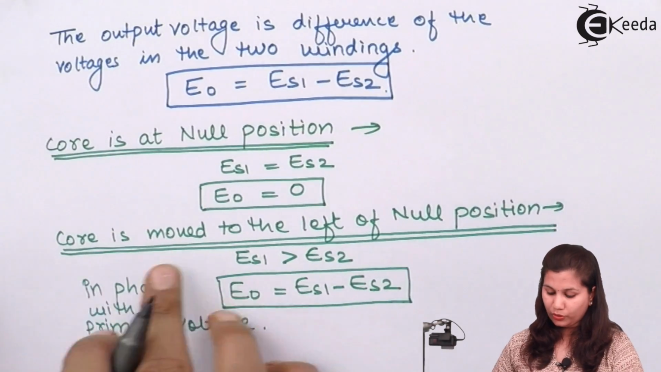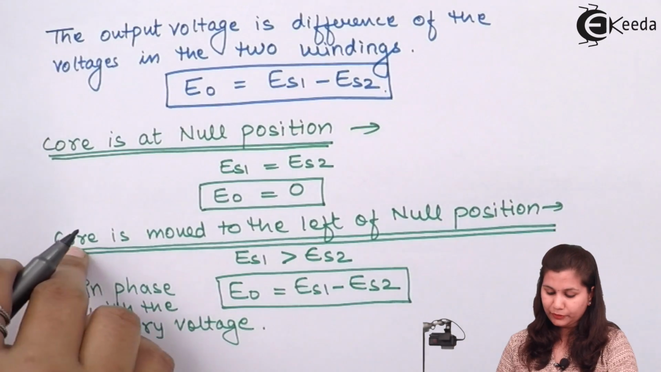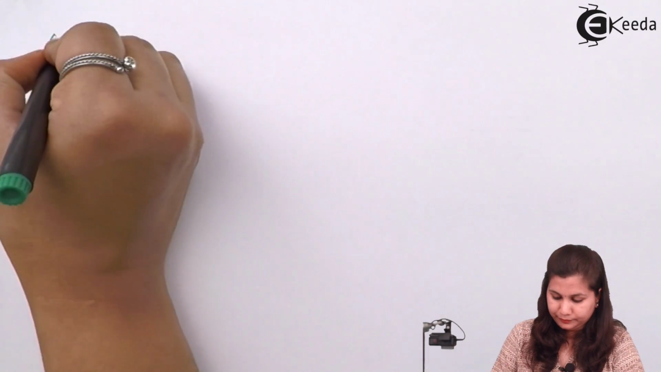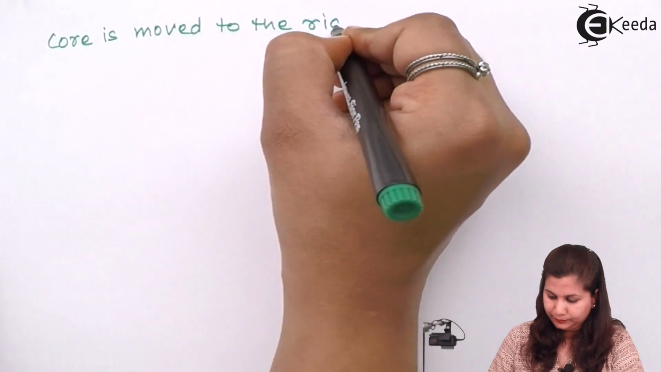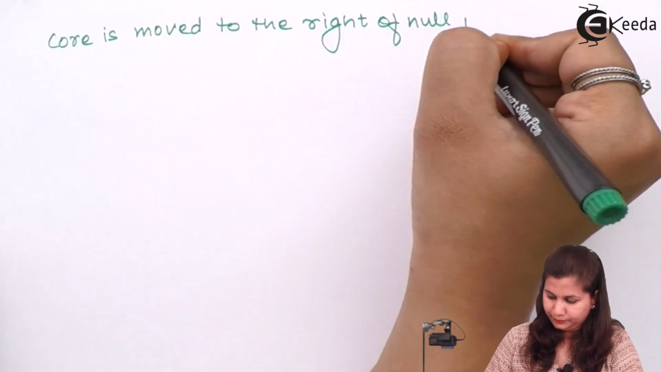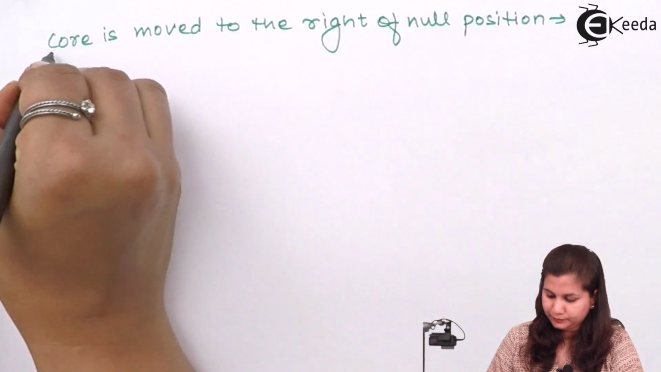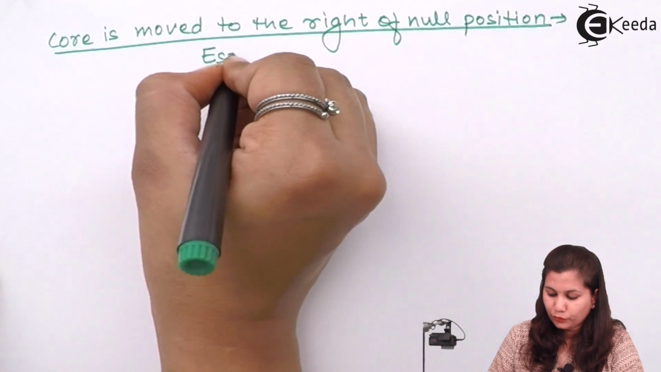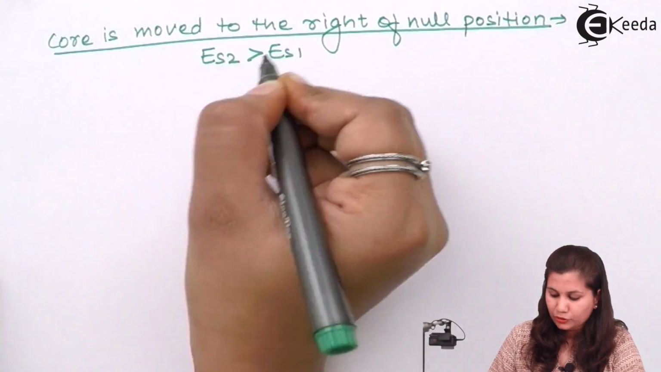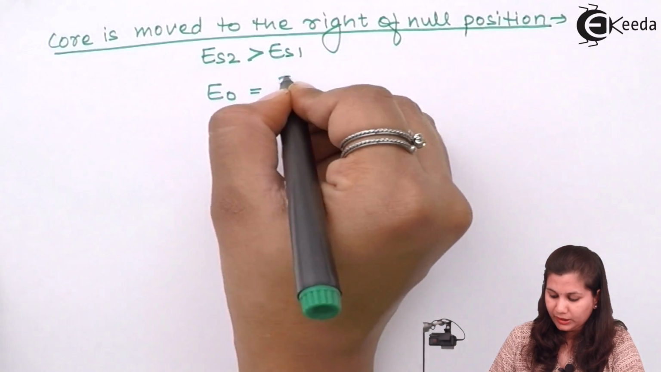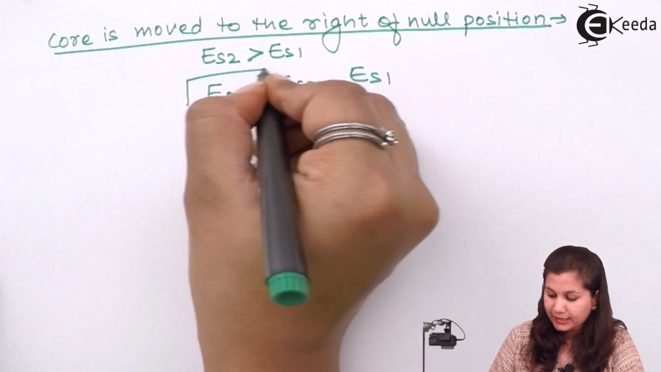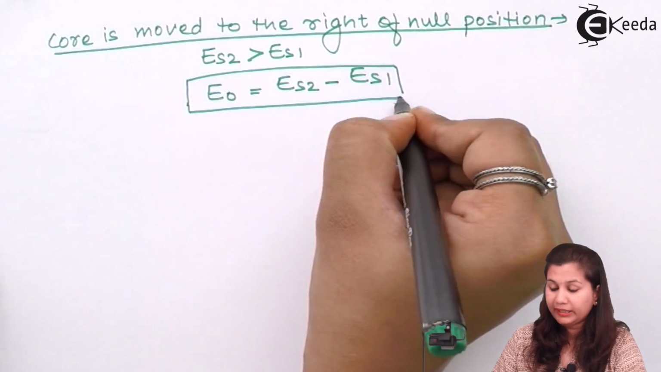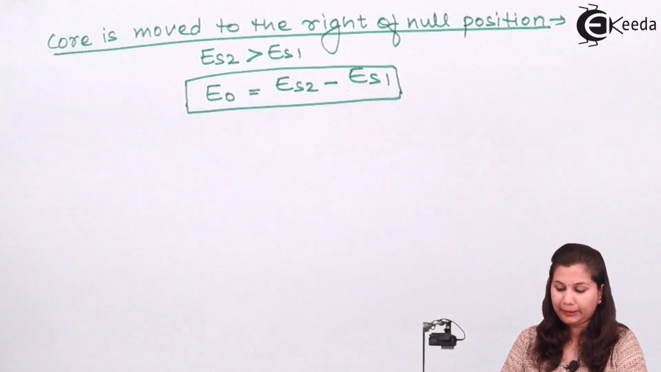Now when the core is moved to the right of the null position, ES2 will be greater than ES1, so the output voltage will be ES2 minus ES1, and in this case the output voltage is 180 degrees out of phase with the primary voltage.